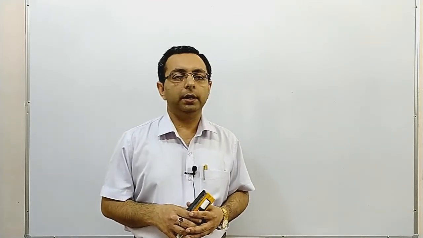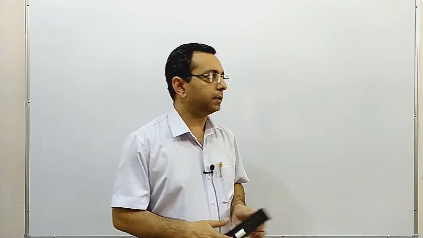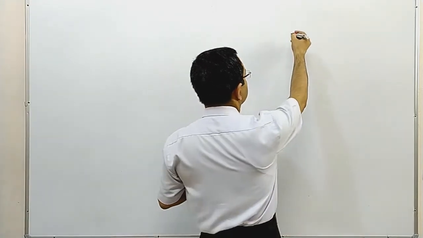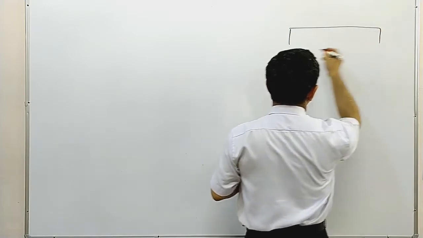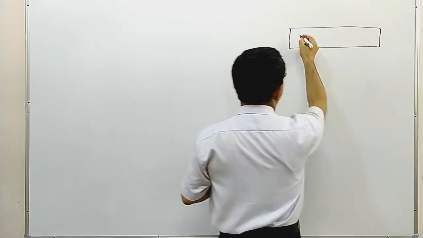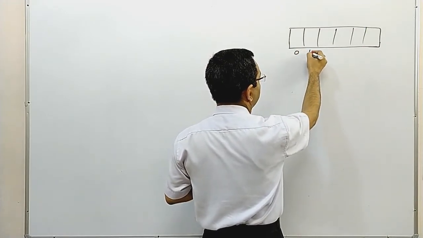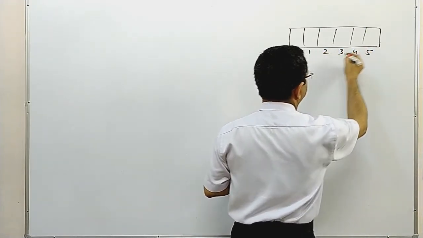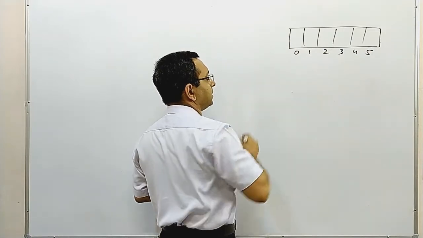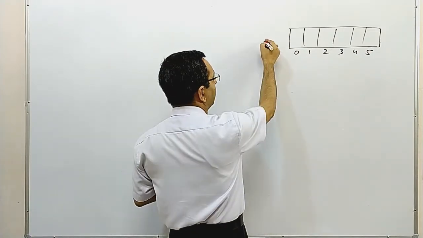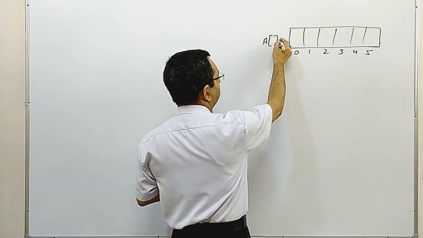In this video, we will add two arrays. So let's see what is the scenario. Suppose this is an array having index numbers 0, 1, 2, 3, 4 and 5. It means 6 elements can be stored in this array, and we have named it capital A.